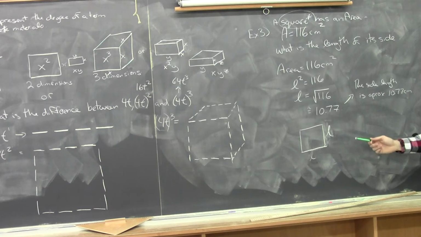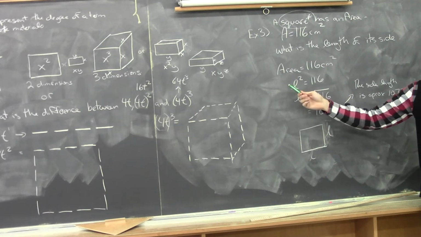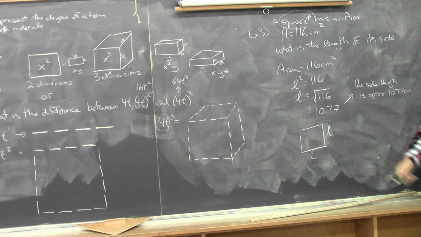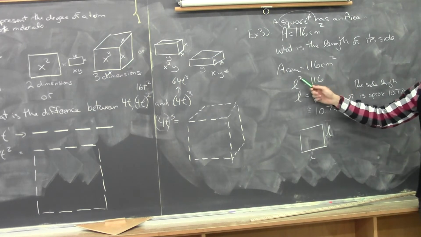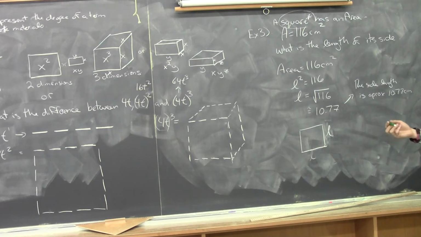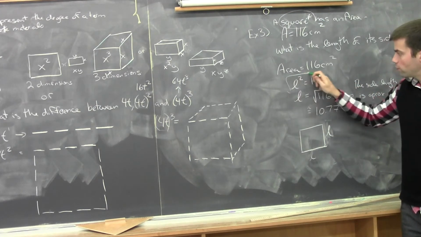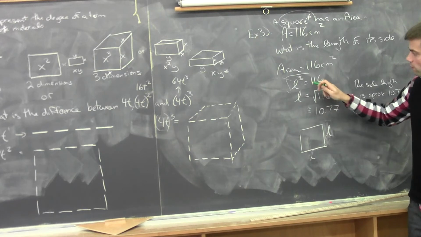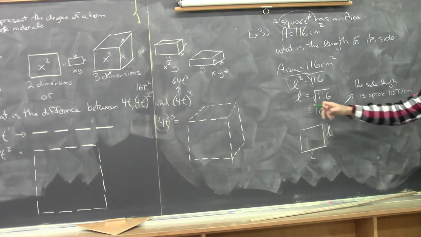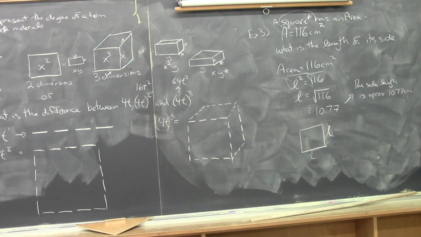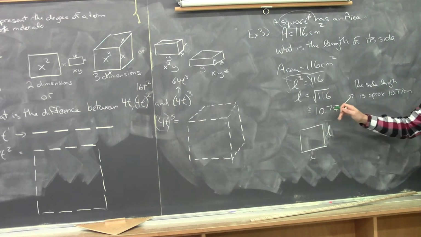If it was a rectangle, we'd have to have another variable here. We'd have to have L times W equals 116. It would be a different problem entirely. Couldn't solve for L directly. But since it is a square, in order to remove the square, not sure if you know this or not, you need to take the square root. These cancel, square root and the square. Square root of both sides. So we have L is equal to the square root of 116. You guys seen that before? Yes. Okay. So the answer is 10.77.